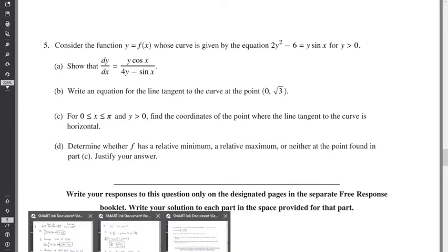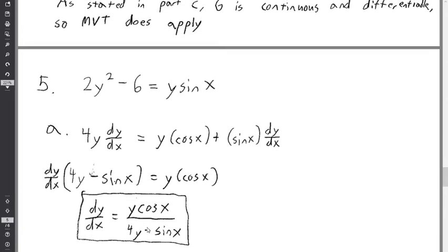So here's the work for that. There's the original function. We're going to take anything with the derivative of y and write a dy dx. Here's your product rule. And then let's group everything with the dy dx together, and then divide to get dy dx by itself. And what do you know? It's the answer that they said it was. So that's part A. It's just asking you to show the implicit differentiation. They're telling you what the answer is, they're just asking you to get to it.